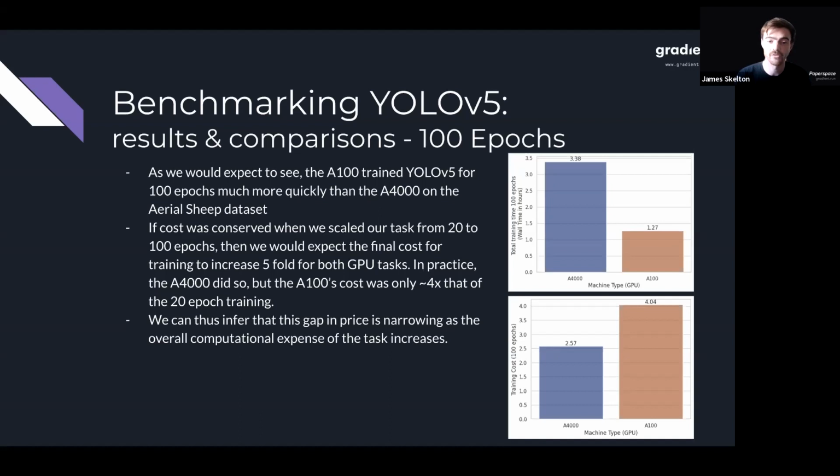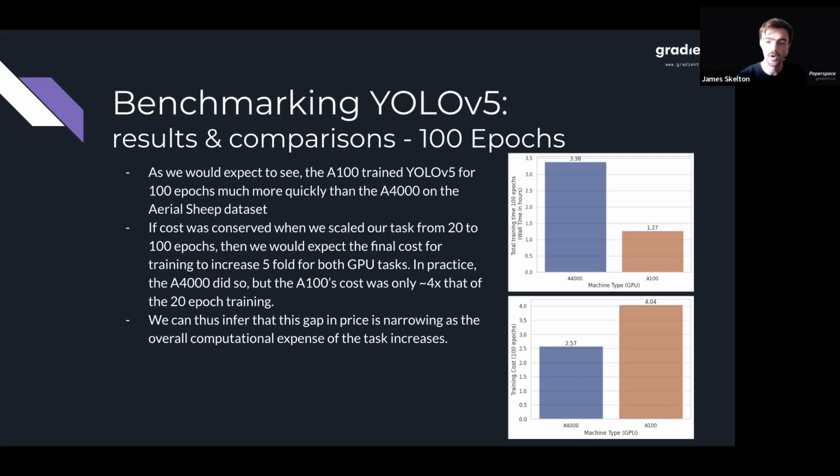If cost was conserved though, then we would expect when we scale our task from 20 to 100, that our final cost of training to increase 5-fold for both GPU tasks. In reality, this was the case for the A4000 in our experimentation, but the A100's cost was only about 4 times that of the 20 epoch training.